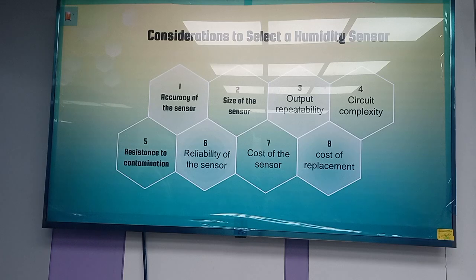This is nothing like working principle. What does it mean? Resistance to contamination.